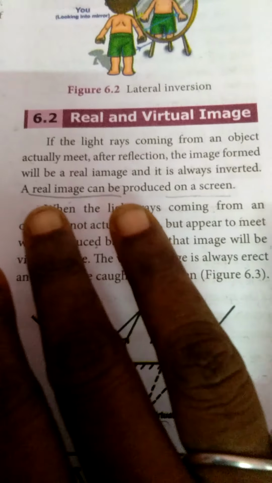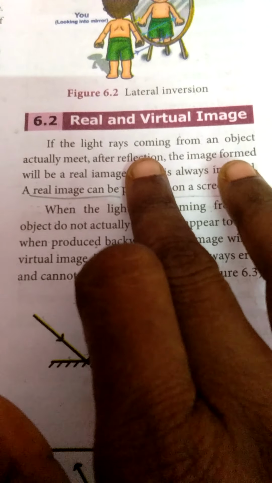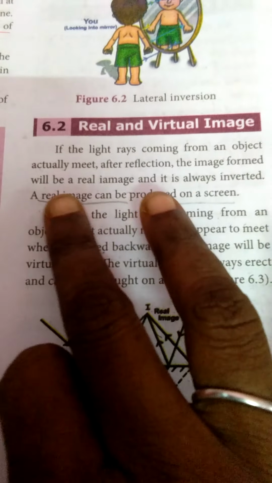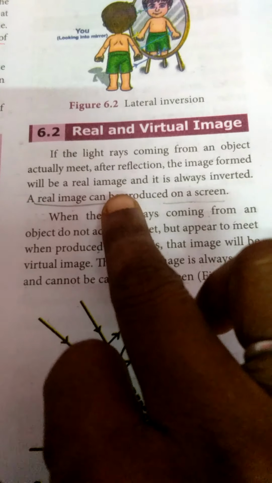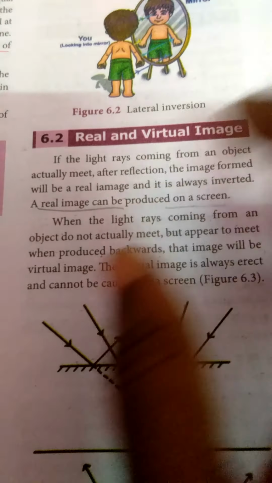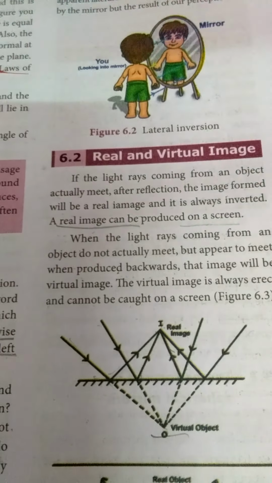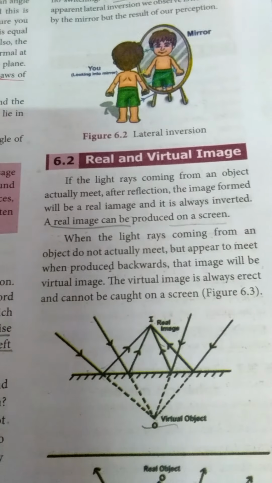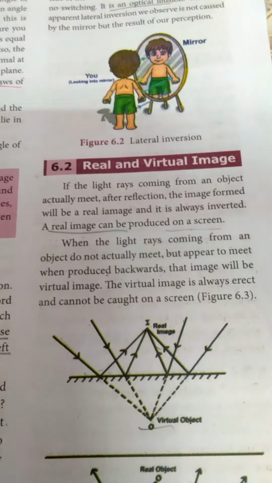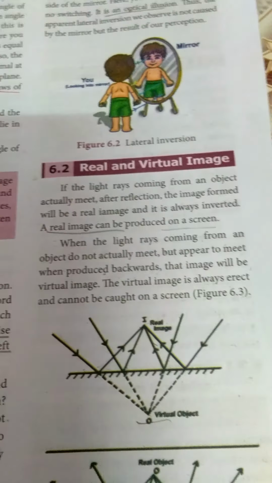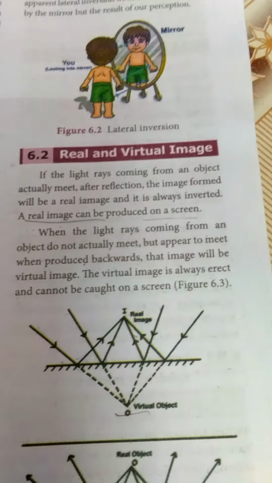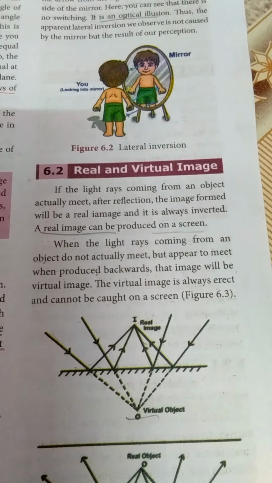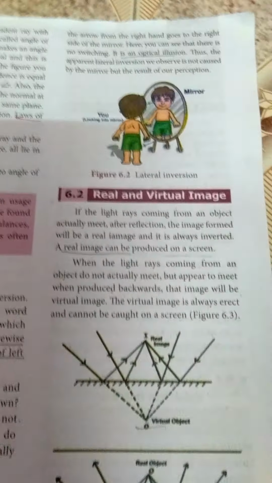You see that if the light rays coming from an object actually meet after the reflection, the image formed will be a real image. And I told you, the light rays coming from the object meet after the reflection, and that image formed will be a real image, and it is always inverted. A real image can be produced on a screen. A real image is always produced on the screen only.